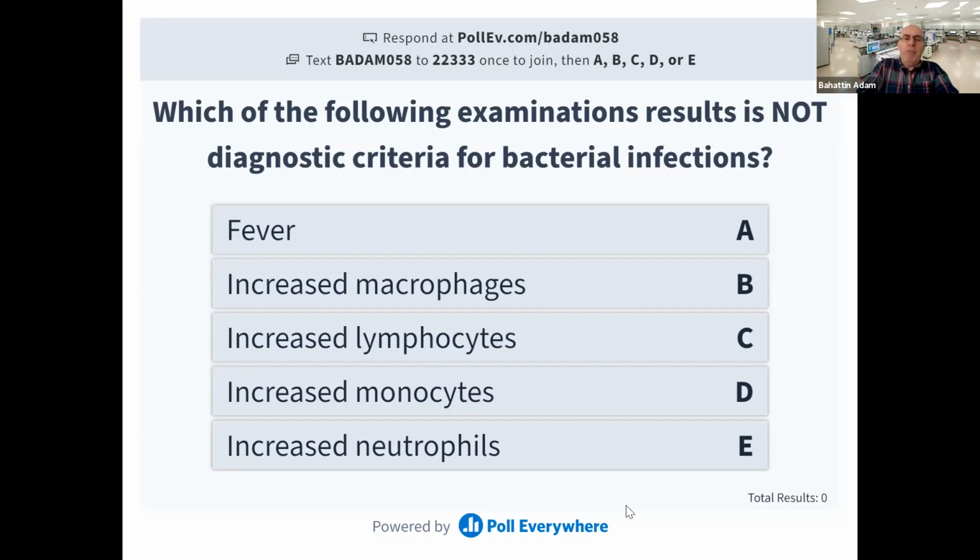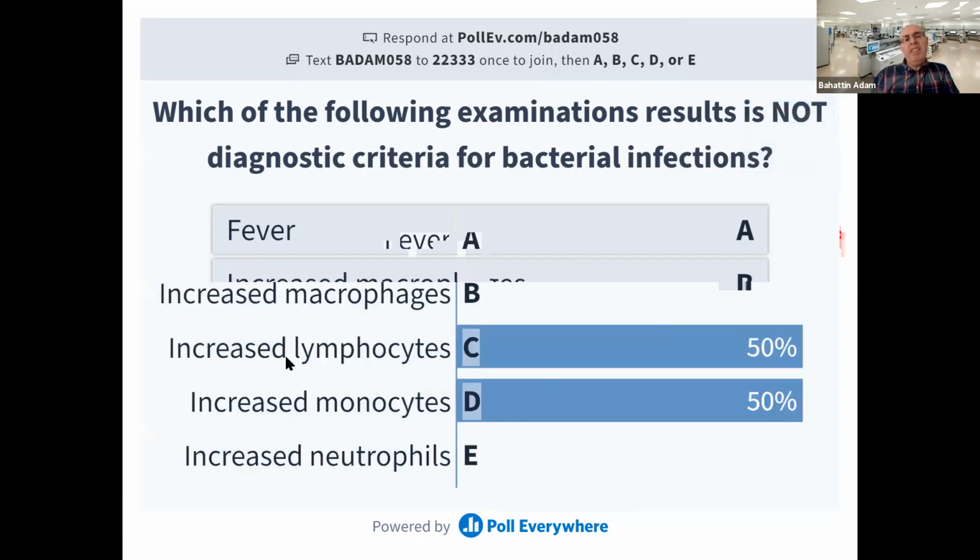Which of the following examination results is not a diagnostic criterion for bacterial infections? Fever, increased macrophage, increased lymphocyte, increased monocyte, increased neutrophils. One of these is related to viral infections mainly; the others are related to bacterial infections. Let's see. I didn't mention it before.